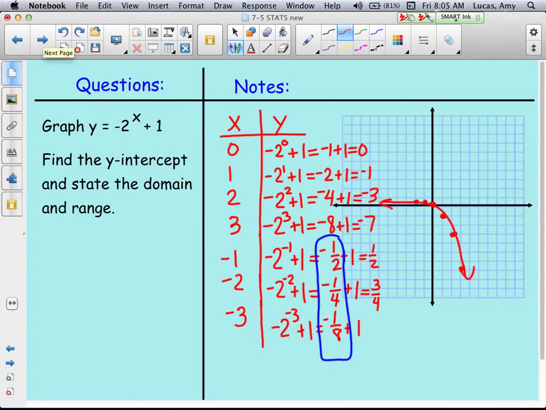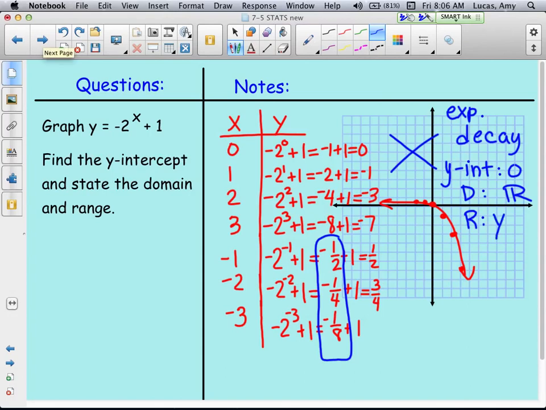So here's my curve. From left to right, this one is going downhill. So this is exponential decay. And my y-intercept, it goes through 0, 0. So my y-intercept is 0. My domain again is all real numbers. My range on this one, I've got nothing up here, and it never hits 1. So the y values are all going to be less than 1.